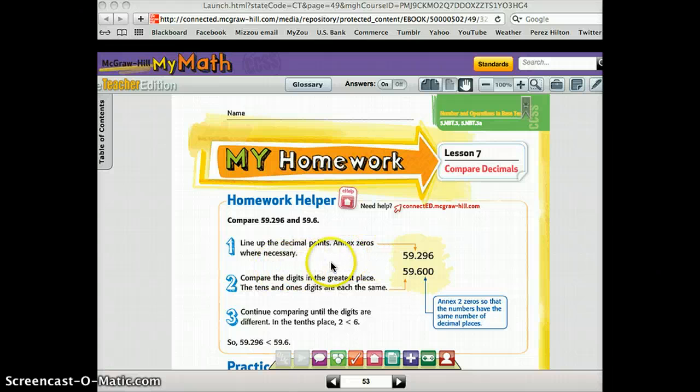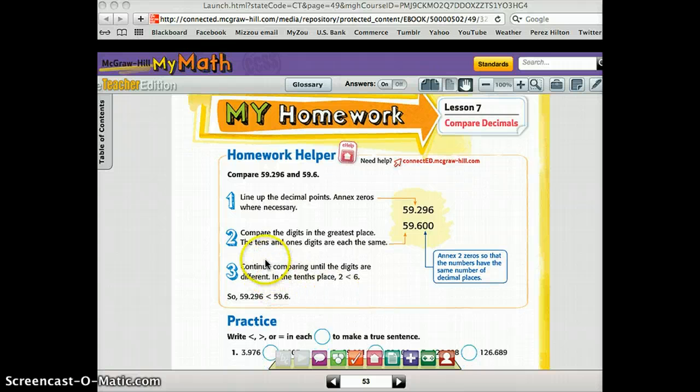So what annex means is to put on those zeros. So remember, that doesn't change the value of the number. It's the same because it's an equivalent fraction, really. 6/10 is equivalent to 600 thousandths. So we just put on those zeros so that they line up nice and easy, and then you just compare the place values. So it breaks it down for you.